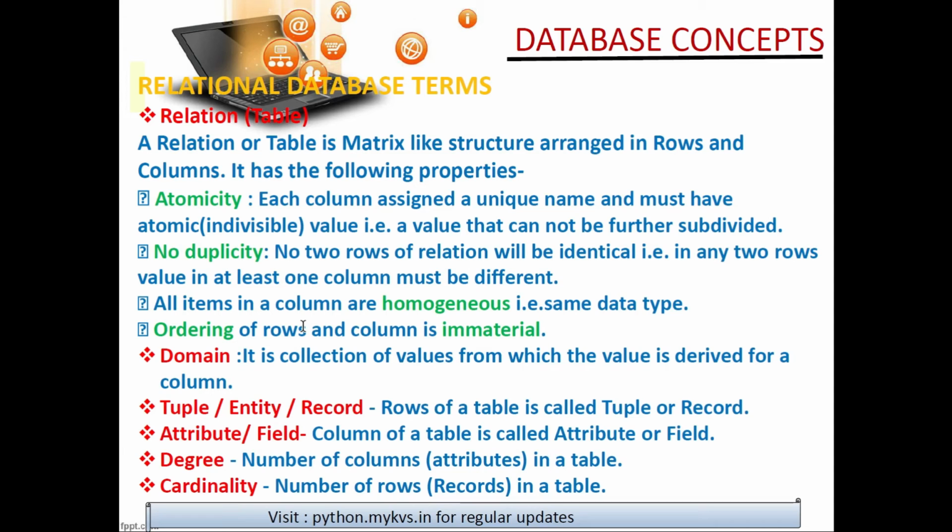Okay, ordering of rows and columns is immaterial. That is the thing. So any row, any column, you can keep anywhere. At the time of query, also at the time of fetching or retrieving records, the same thing is possible. Domain is what?